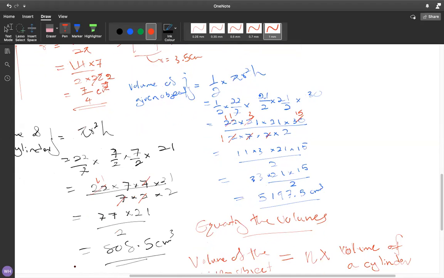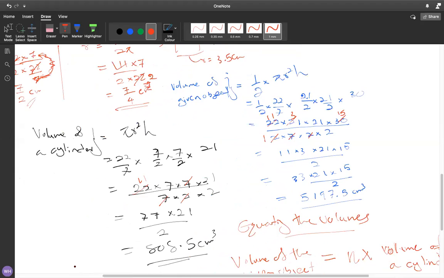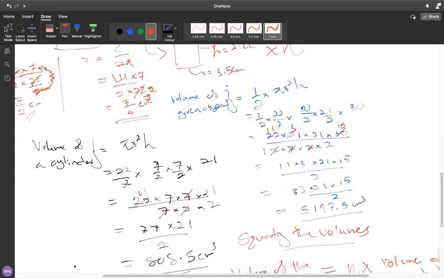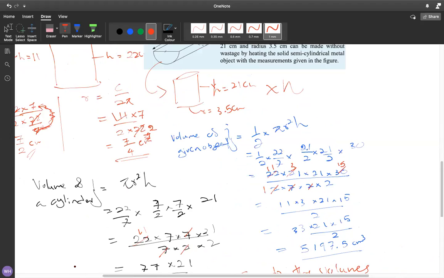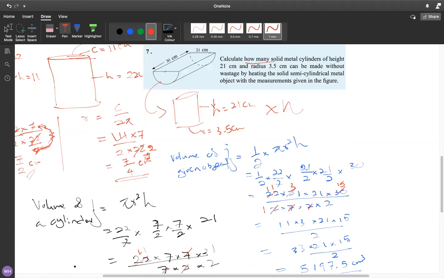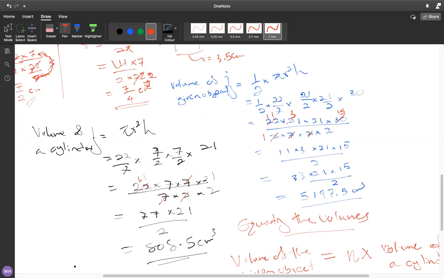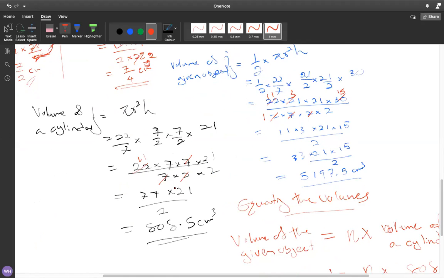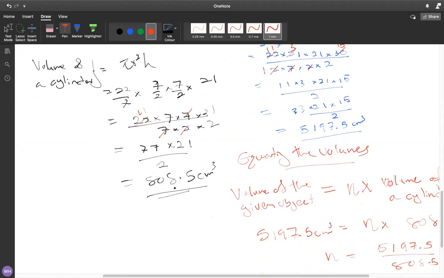5197.5 cubic centimeters. And here pi r squared h, volume of a cylinder. Is that correct? Yes, radius is 3.5 and the height is this much. So here also you get 7 to 7 cancelled. Which is 77 times 21, and divided by 2, 808.5. Nothing wrong.